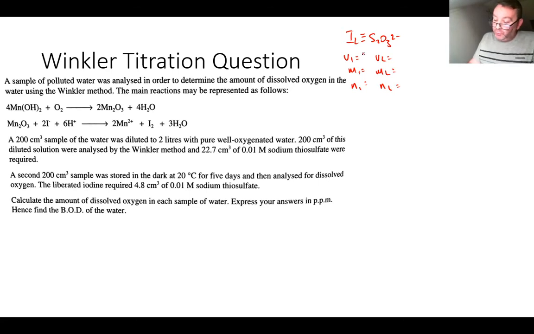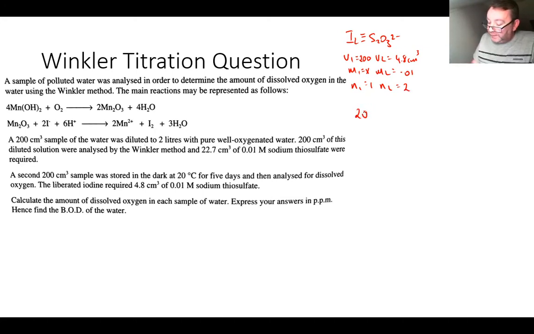Now, V1 again is 200. You've got an unknown molarity, and here, this time, 4.8 centimeters cubed of a 0.01. So the molarity is still the same. And again, because it's iodine with thiosulfate, we remember that this is very much a 1:2 relationship. So 1:2. And again, you have to learn that from the previous redox titration.